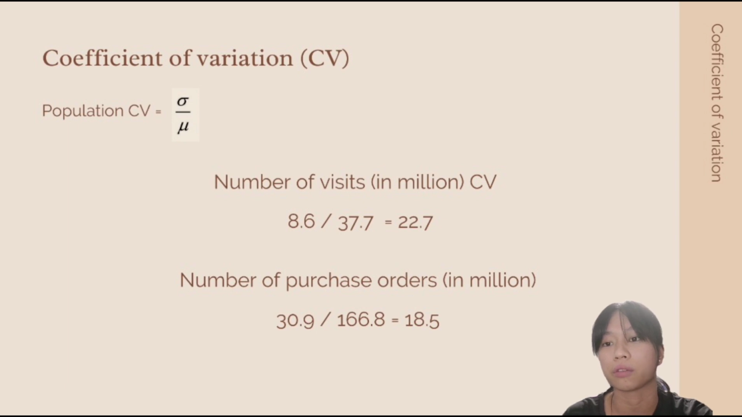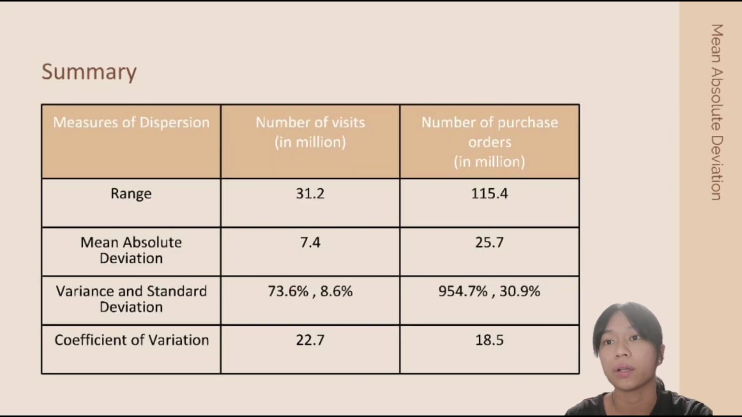order is 18.5. As a summary, the results for number of visits is lower than the number of purchase orders, except for coefficient of variation. That's all from me. Thank you.